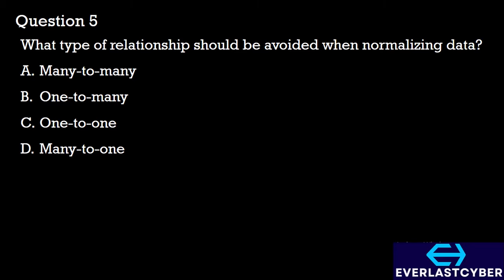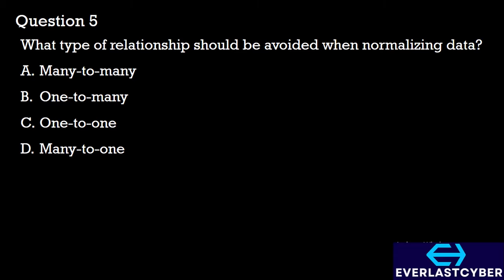In database normalization, many-to-many relationships should be avoided because they can lead to data redundancy. In option B, one-to-many is common and necessary in normalized databases. In option C, one-to-one is used only when strict relationships are needed and it doesn't cause redundancy. While in option D, many-to-one is similar to one-to-many, so it doesn't have an issue with normalization.